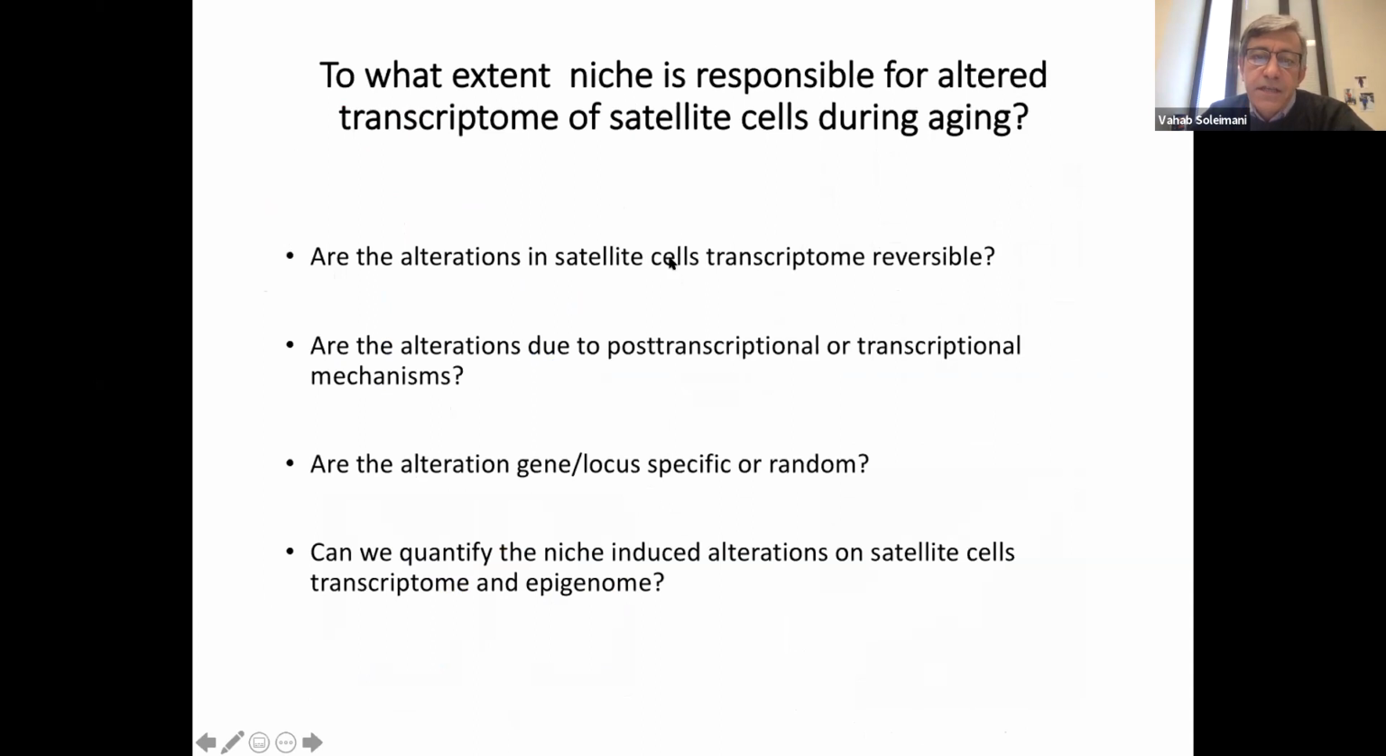Are the alterations in the satellite cell transcriptome reversible? So if the niche is changing these alterations in the muscle stem cell transcriptome, well, if we modify the niche, or we do it through cell transplantation, for example, can we reverse some of these genes? Are the alterations due to post-transcriptional or transcriptional mechanisms? It could be at the level of RNA stability, processing, and transport, or it could be at the level of chromatin and epigenetic mechanisms.